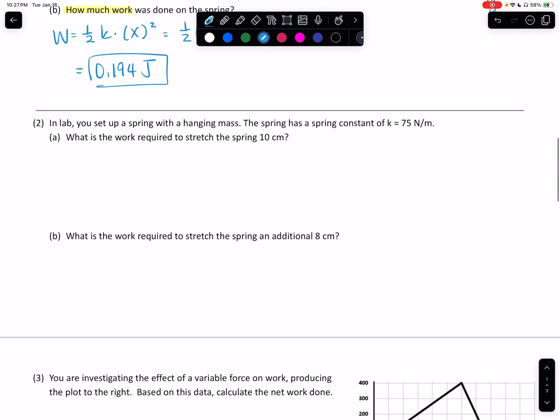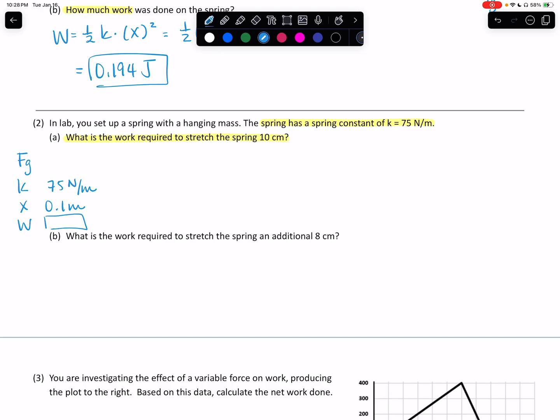Let's try another one. Here in the lab, you set up a spring with a hanging mass. That's the same picture that I had above. The spring has a constant of 75 newtons per meter. What is the work required to stretch the spring 10 centimeters? I'm going to have a force due to gravity standing in as my applied force. I'm going to have a k value, x, and I'll be looking for work. My k value is 75 newtons per meter. I'm going to stretch it 10 centimeters, so that's 0.1 meters, and I'm asked to find work.